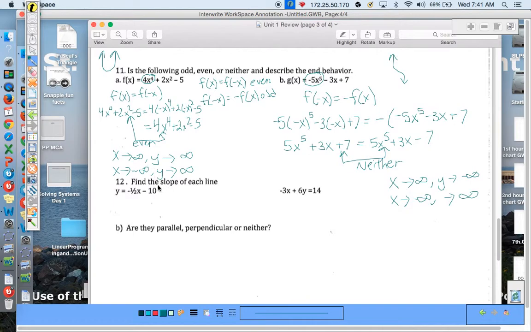And the last thing we have to do on this page is find the slope. Well, this one's easy. Negative 1/2. We can solve this one for y. So let's see, 6y equals 14 plus 3x. Divide by 6. So our slope is 3/6, which is 1/2. So they're close to being parallel, but they're opposite signs, so they are neither. Remember, parallel is the same, perpendicular is that opposite reciprocal, like 3/2 would go to negative 2/3.